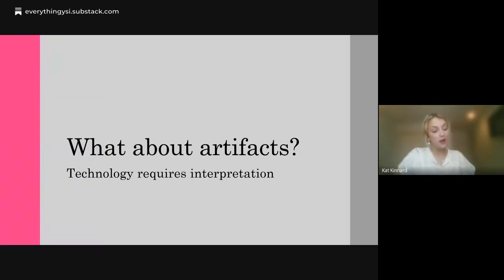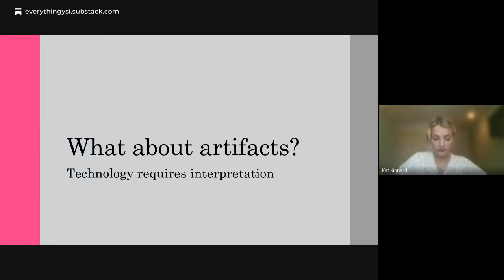So what about artifacts? Technology requires interpretation. The biggest challenge in EEG is artifacts. Not every wave we see on EEG comes from the brain. Artifacts are signals that come from any source other than your brain. Things like muscle movement, eye movement, chewing, sweating, any kind of patient movement, loose electrodes, and electrical interference are all artifacts. One of the most important skills is learning to recognize artifacts so you don't mistake them as being abnormal brain activity.